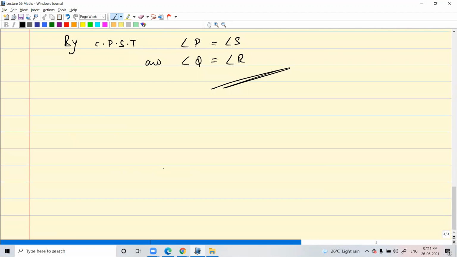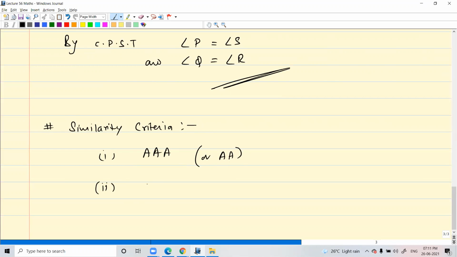Just quickly tell me what similarity criteria you have learned. AA, AAA, SAS. AAA, which we can also call AA, both are the same. You don't need to write all three angles; even if two of them are equal, all the angles will be equal. Next one, SSS. In this SSS, what happens? All the sides have to be in the same proportion. They don't have to be equal like congruence.